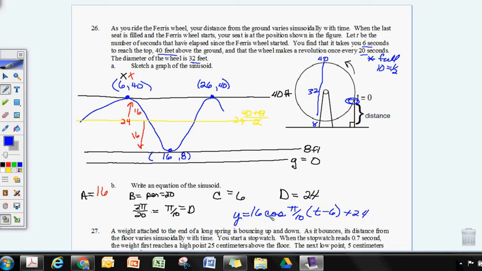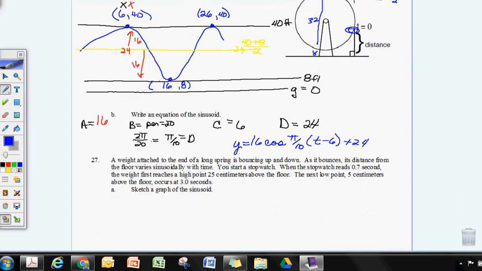And on your test, once you have this equation, I might ask you, what's the prediction at time equals 7? So you could plug in a 7. Or time equals 0, plug in your 0. So you need to make sure you know how to manipulate it.